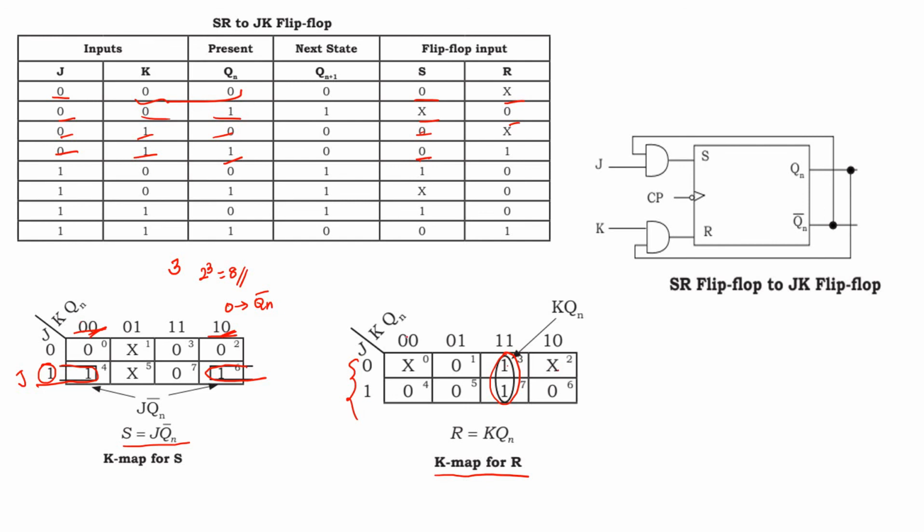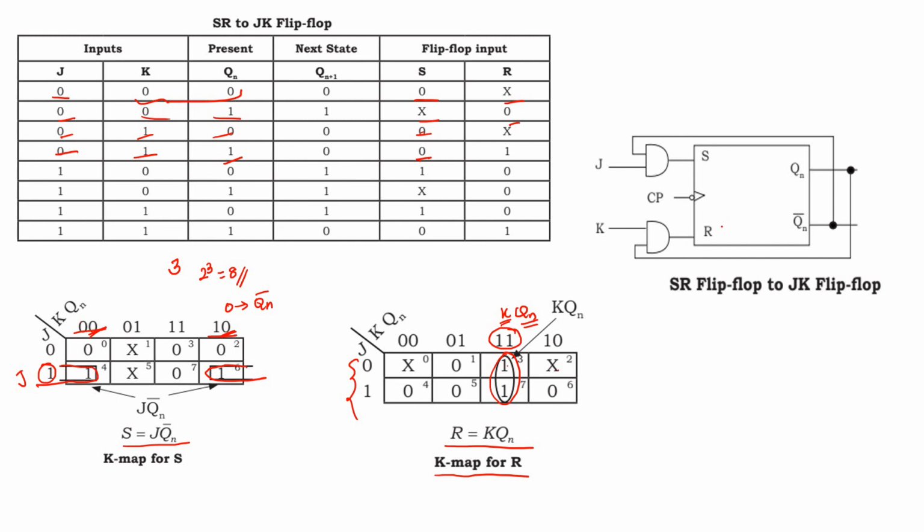Here there is no common term, and here we are having K into Qn. The 1 is corresponding to the value K, and another one is Qn. K into Qn. So R is equal to K into Qn.